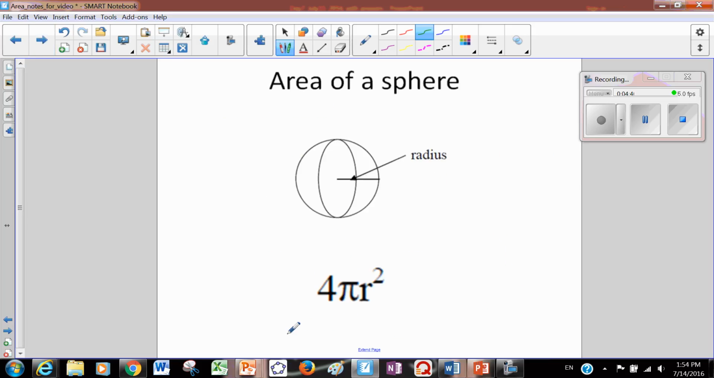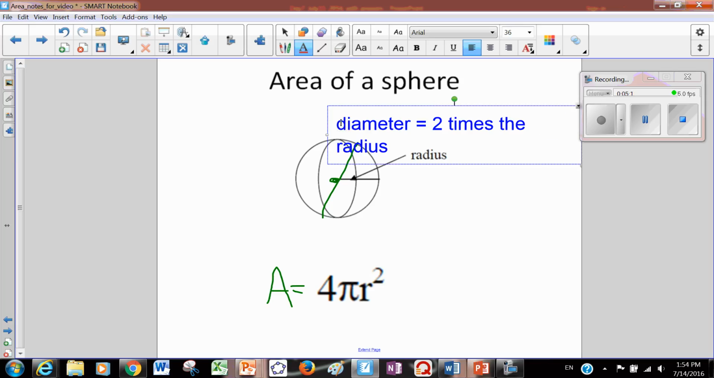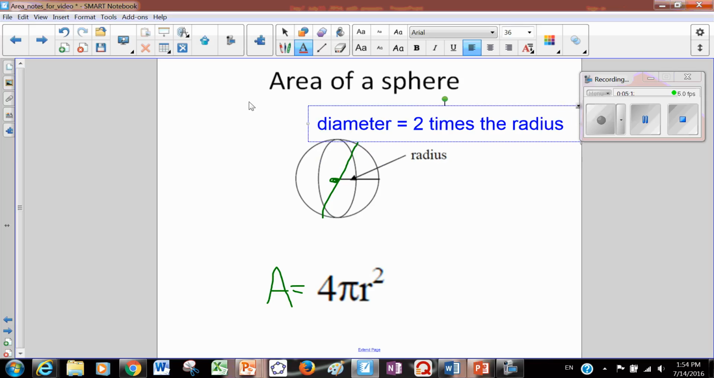When we do the sphere, it's really simple. There's only one formula. It's 4 pi r squared. The radius is what starts from the middle and goes to the side. If you start from one side and go directly across, this is called the diameter, and that equals 2 times the radius. Okay?